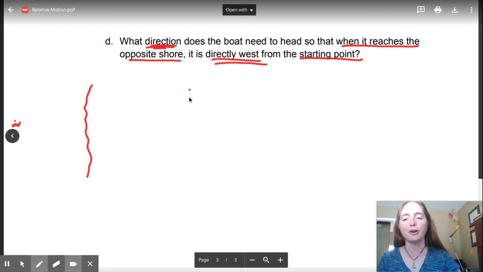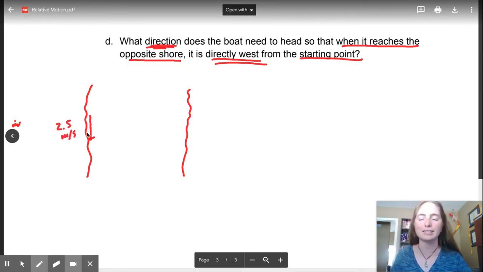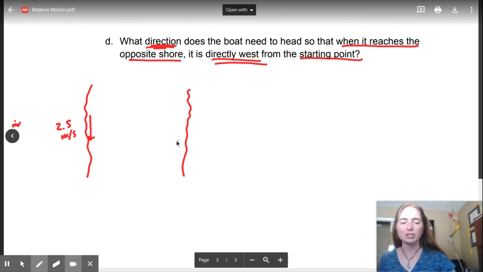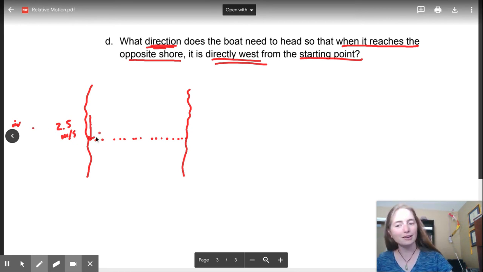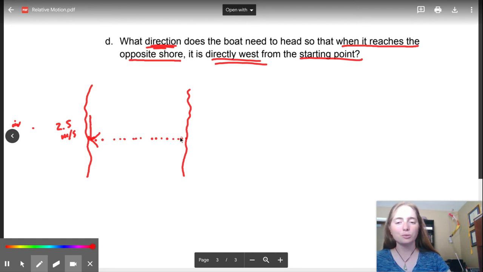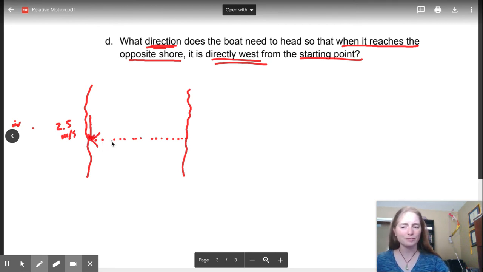So here's my river. Now the boat is dealing with a current that is going south, so 2.5 meters per second going south. Well, the boat's resultant, its final vector, it wants to be here. It wants to be directly west of where it started. Okay, so that's the resultant it wants. So where's it going to have to go?